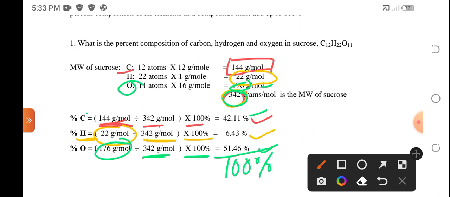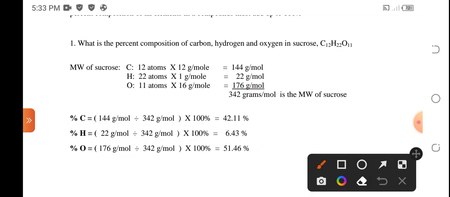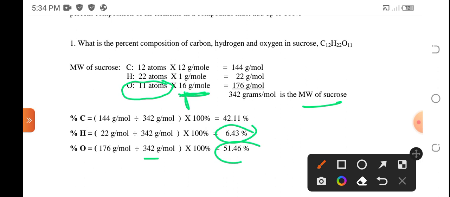So we can see here that even though hydrogen has the most atoms, since its atomic weight is just 1, its contribution to sucrose is only 6%. And even though there are only 11 oxygen atoms, because it's heavy, with an atomic weight of 16, it accounts for more than half, 51.46%, of sucrose.